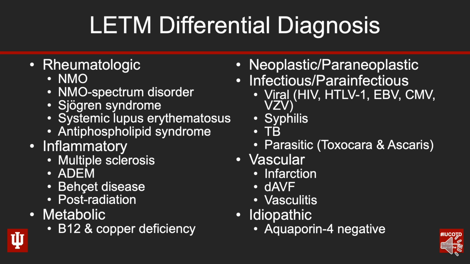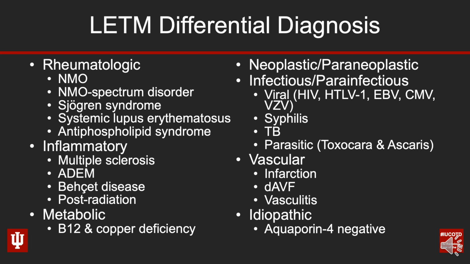In terms of metabolic deficiencies that can cause this, the ones to be thinking about would include B12 and copper deficiency. This may represent an underlying paraneoplastic syndrome as well. Certainly you want to be thinking about are we harboring a cord tumor underlying all of this? However, in this case, we didn't really see much in the way of cord expansion. The enhancement was a bit patchy, and it didn't really look great for a tumor.